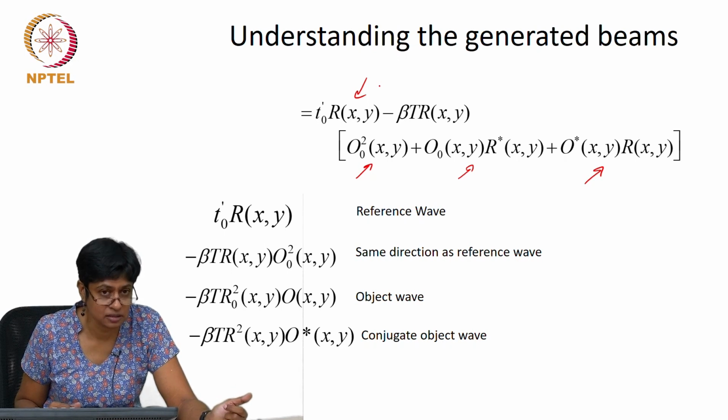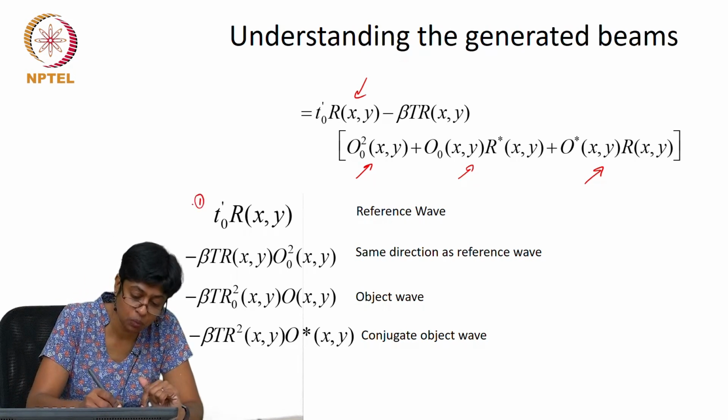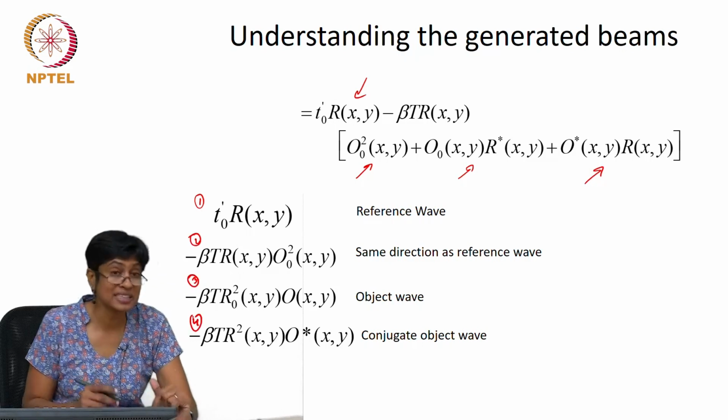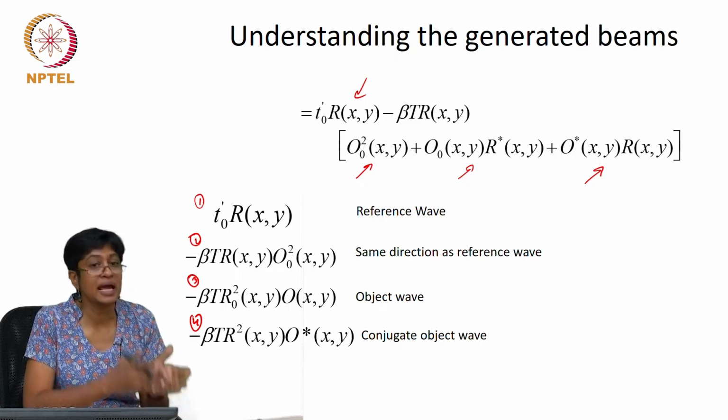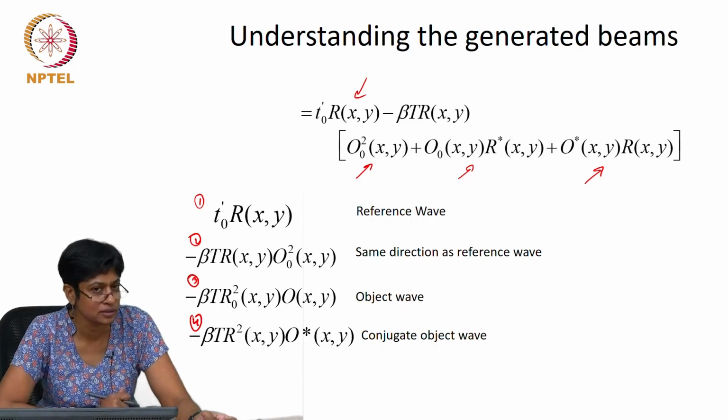You say the last terms. Last 2 terms, meaning? Each one of these is a beam. So, this is beam number 1, this is beam number 2, this is 3, this is 4. That means each one of these has an amplitude and each one has a phase. So, what's the phase in each one of these?